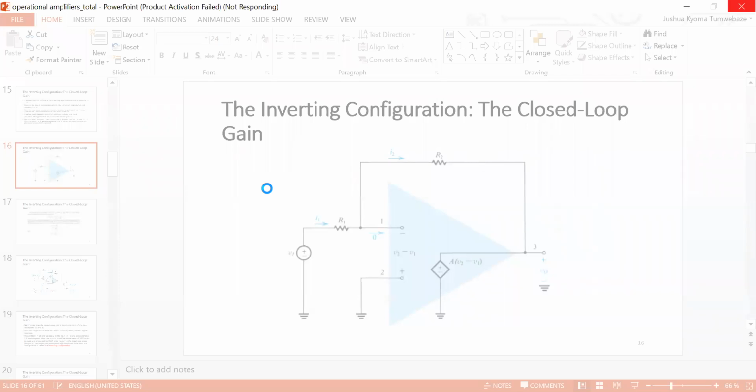We can start by reviewing the virtual short circuit phenomenon. We said that because of the virtual short circuit, the two terminals appear to be connected to each other, even though practically they are not connected.